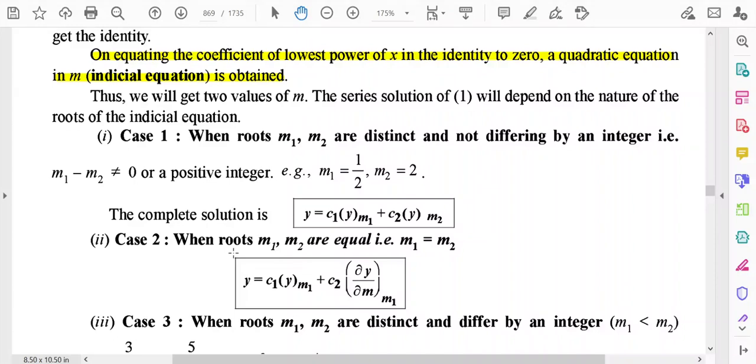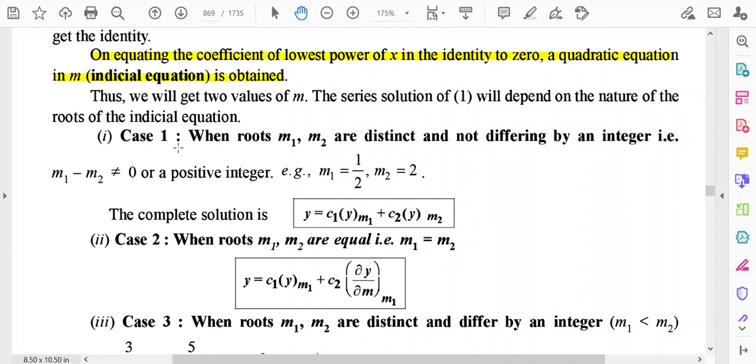So suppose in case 1, we are assuming that the roots which we have obtained, m1 and m2, are distinct and they do not differ by an integer. So suppose m1 is equal to half and m2 is equal to 2, then the complete solution will be y is equal to c1 times y for m1 plus c2 times y for m2. So in this lecture, we will confine ourselves to this case only, that is case 1.